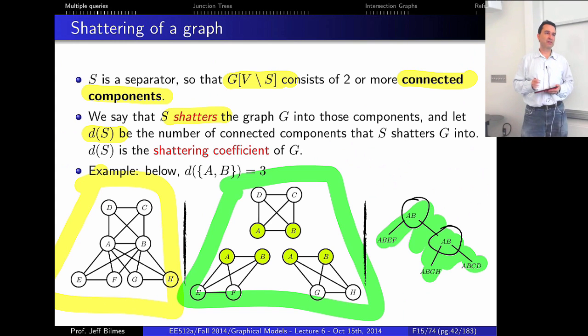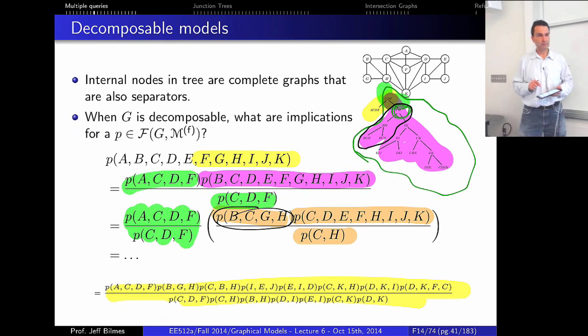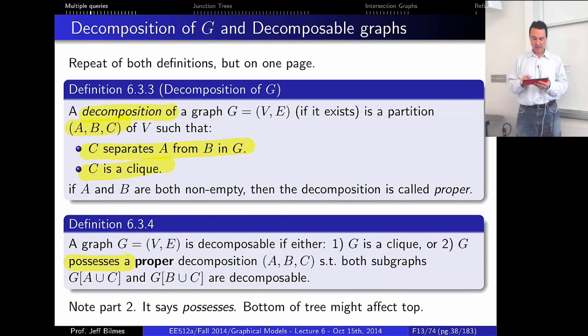And somebody had their hand up a minute ago. Oh, yeah. Could you go back to the previous slide real quick? I'm a bit fuzzy on why the separator appears in the denominator. I understand the numerator, and that corresponds to factoring. But why is the separator in the denominator?